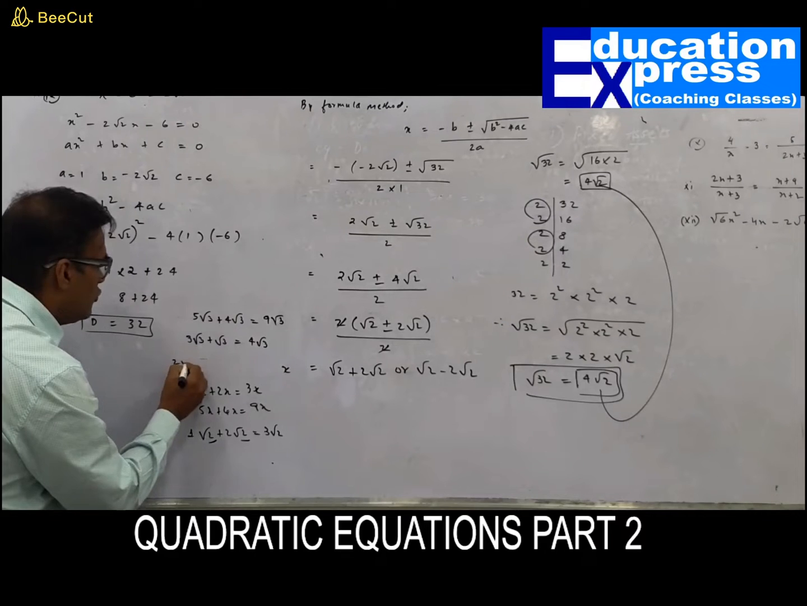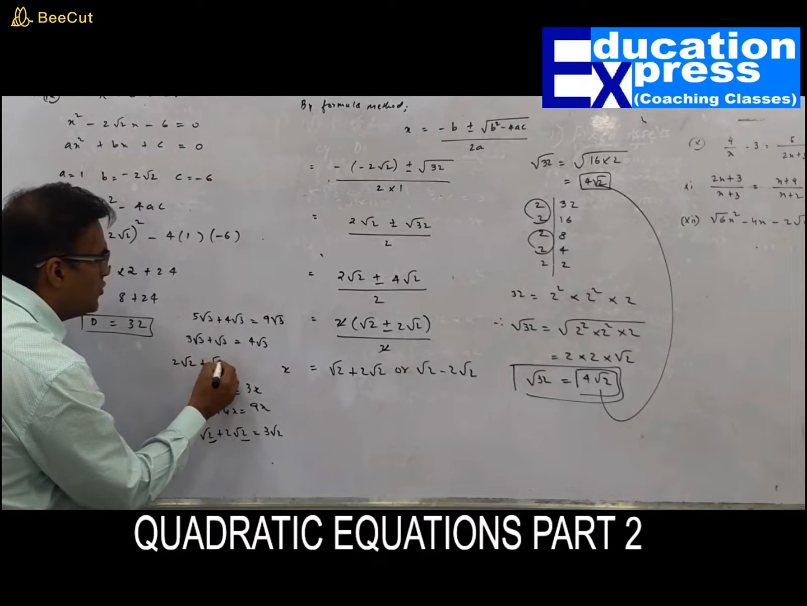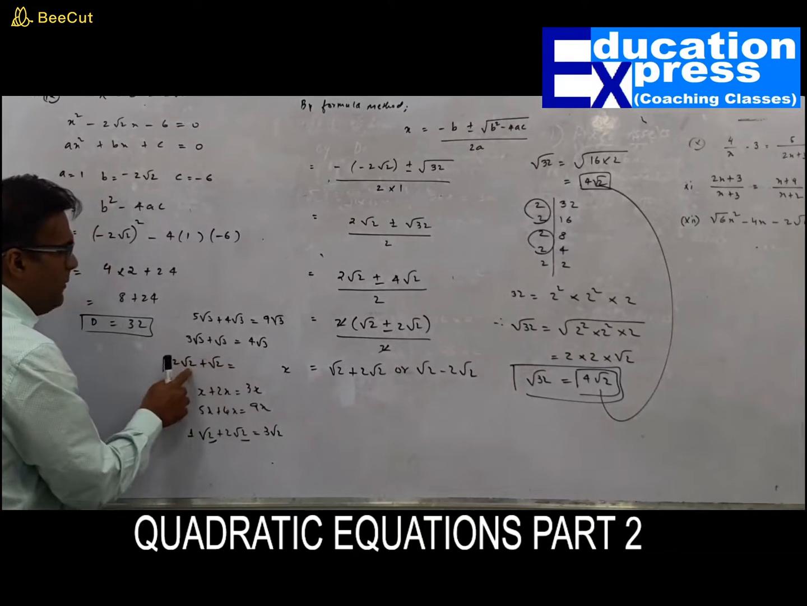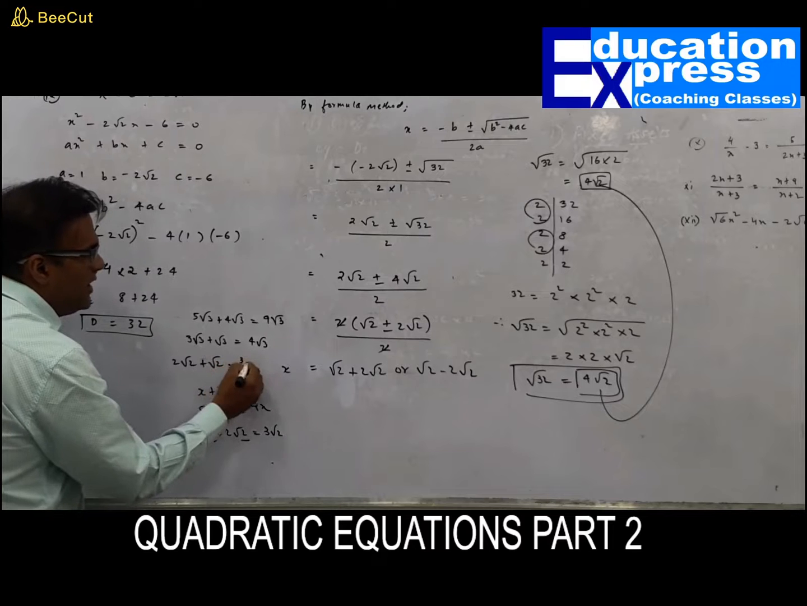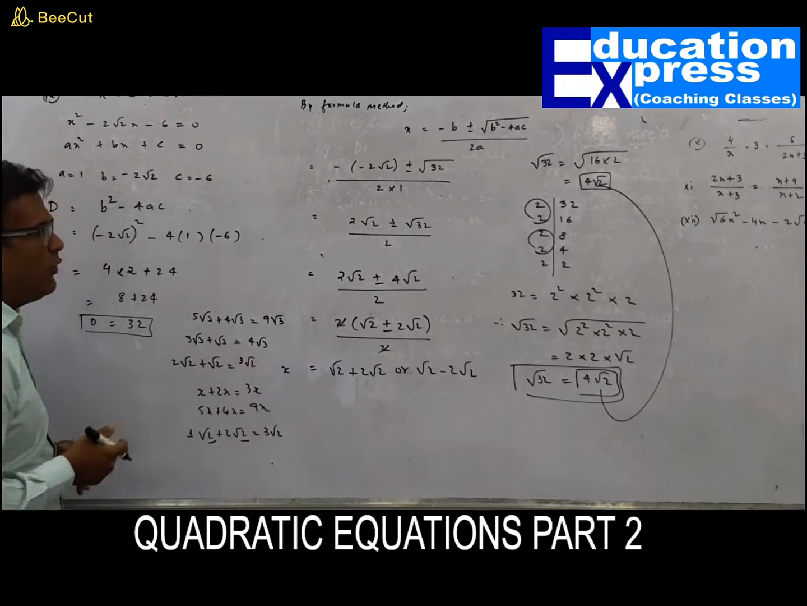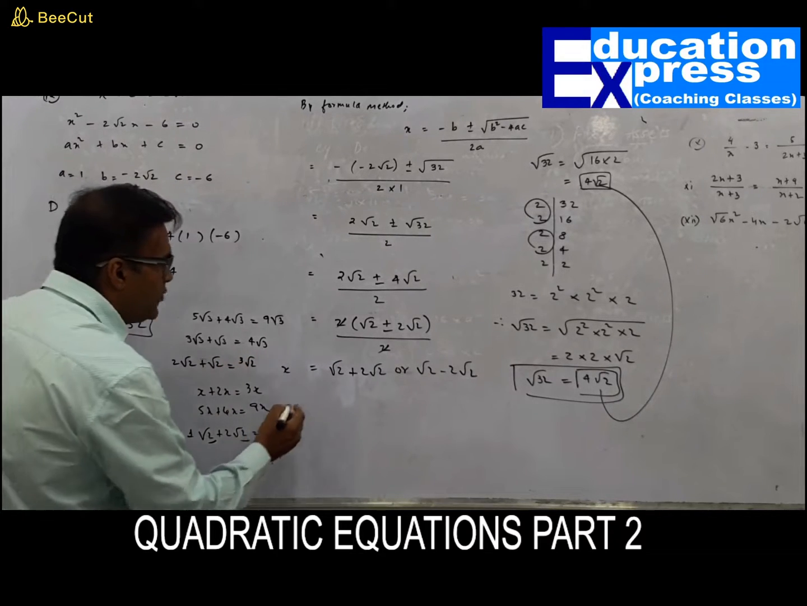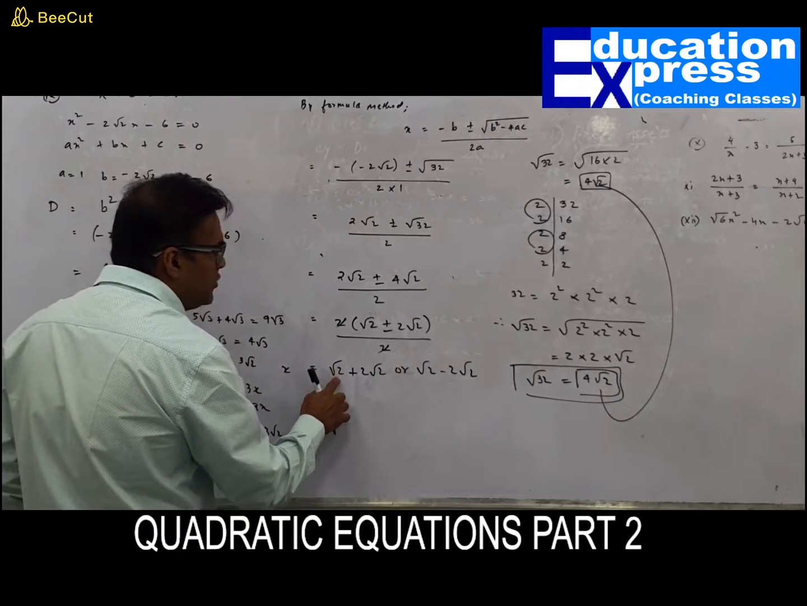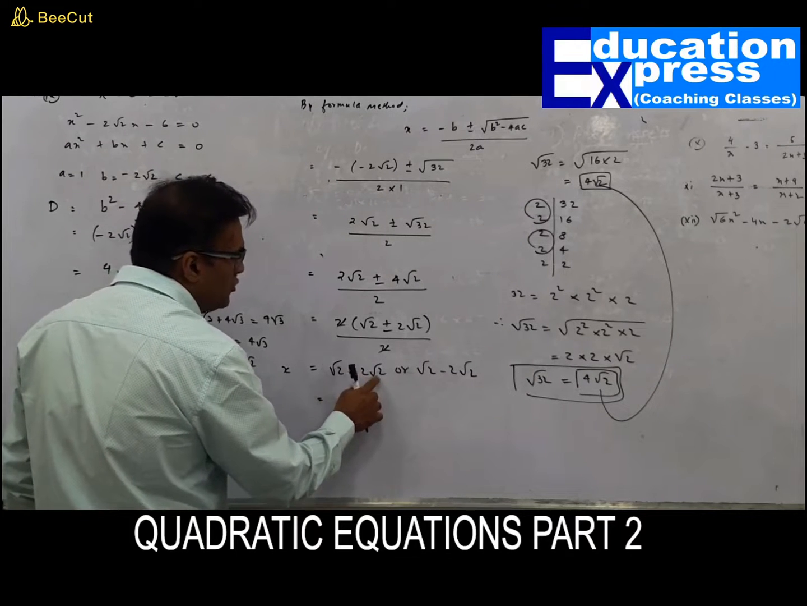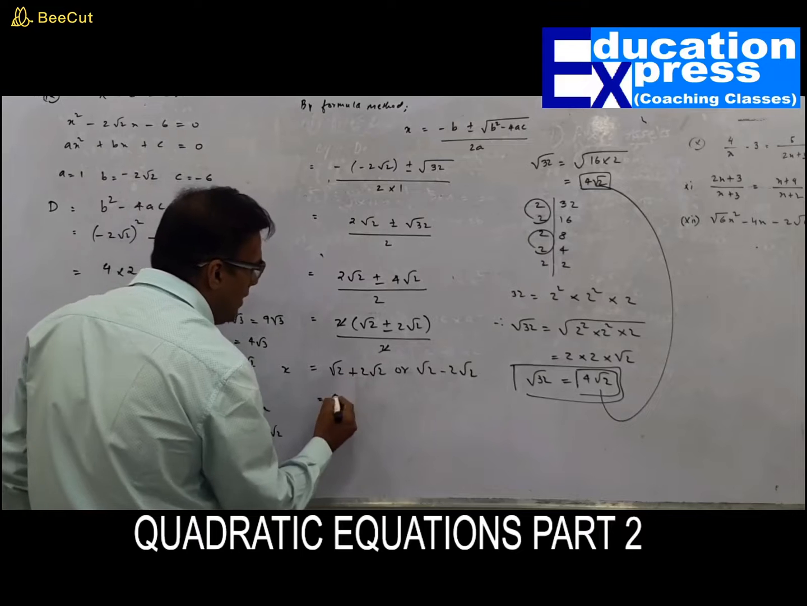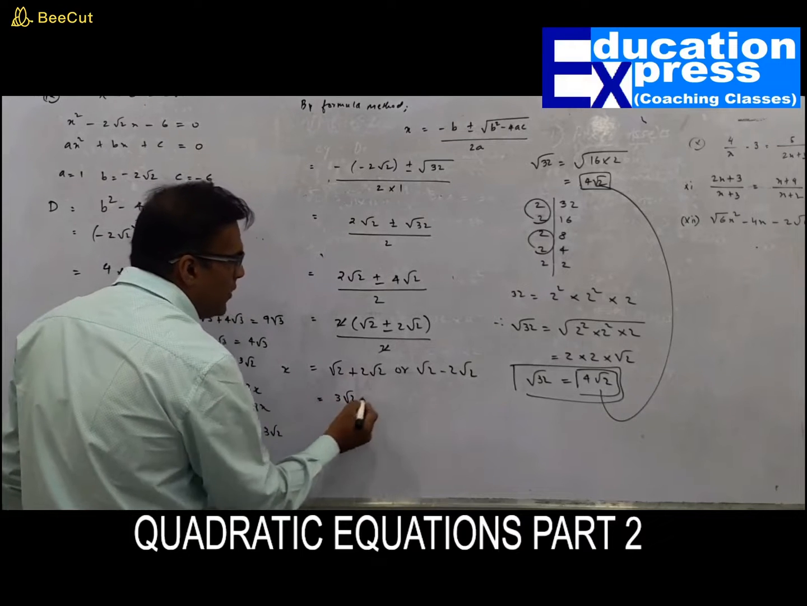So 2 root 2 plus root 2. 2 apple plus apple, 3 apple. If you follow this analogy, I am sure it will be very simple. Root 2 plus 2 root 2. Apple plus 2 apple, 3 apple.